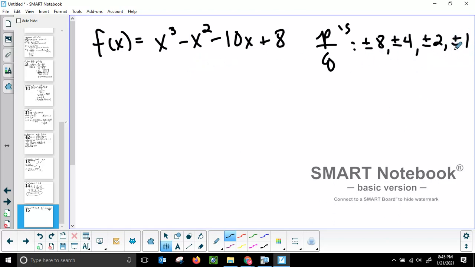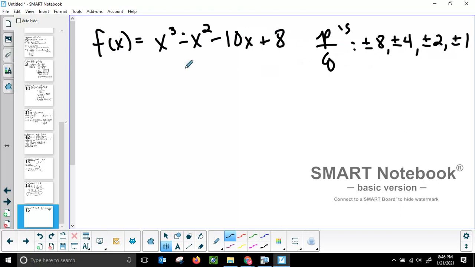I'll check the easy ones mentally first. You can always do synthetic division and use the remainder theorem, factor theorem. I'll try 1 first. You get 1 minus 1, which is 0, minus 10 plus 8, negative 2. Nope, that doesn't work. Let's try negative 1. This becomes negative 1, minus 1 is negative 2, plus 10 is 8, plus 8 is 16.